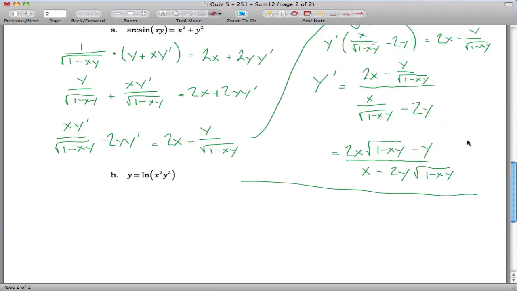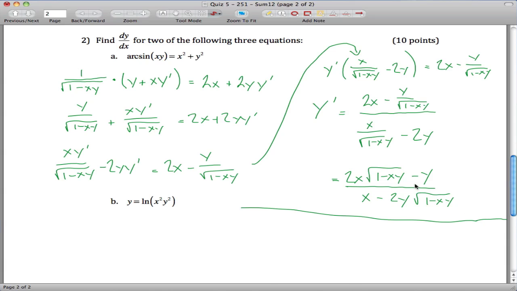So either one of those is fine. I don't really care if you simplify, but I guess I should set a good example. So what we get is the derivative, or dy/dx in this case, let's label it, why not, is equal to this thing.